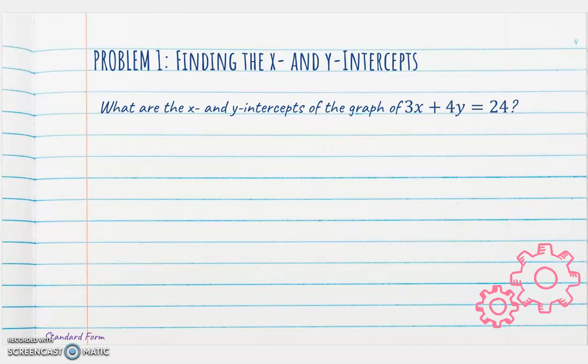So how do we find the x and the y intercept given the standard form? I'm going to write down these equations.